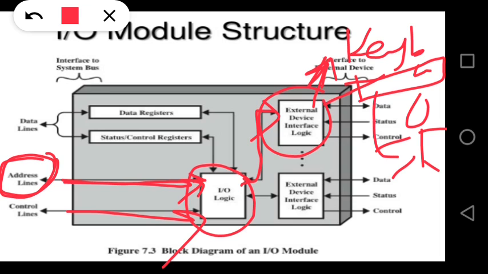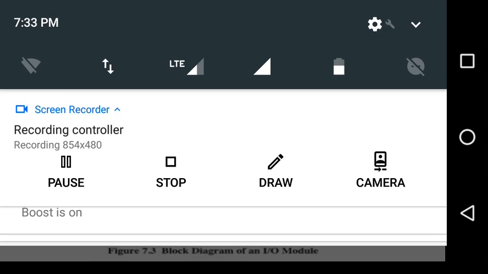So when the user enters the data, that will be transferred to registers. See, we have data registers and status and control registers. So this data register is called buffer. So this is how the I/O module works. Let me explain. It's very important to understand this.